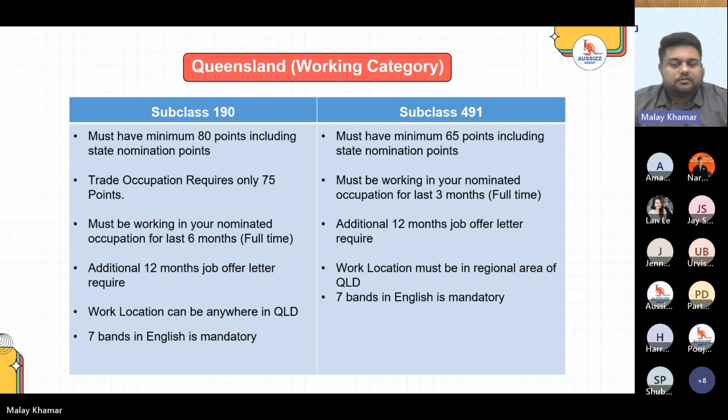Additionally, you need a 12-month job offer letter, and your location must be in a Queensland regional area. So if your employer is located in a city area, you won't be eligible to apply for 491. Your employer must have a physical office in a Queensland regional area to be eligible for this subclass 491 in Queensland. And the last thing is that 7 each in English is a mandatory requirement for professional occupations. For trade, it can be flexible, and you can still apply for the state nomination without 7 each.